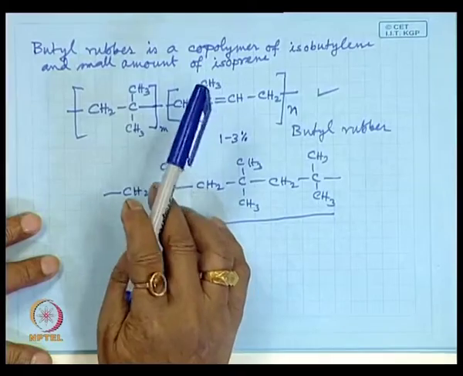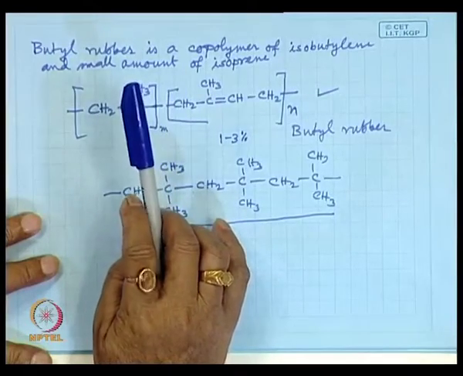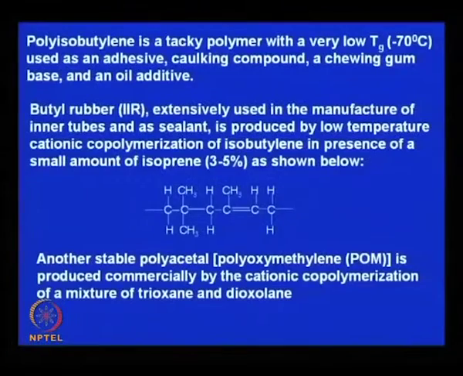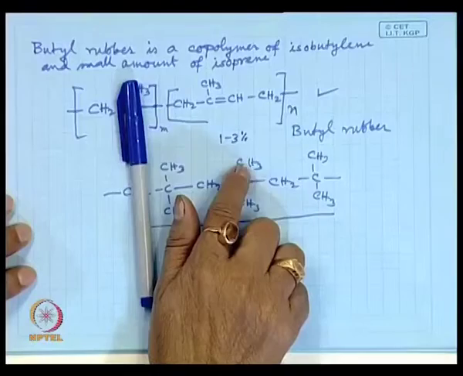So, those things are written over here. Another stable polymer, polyacetal, meaning polyoxymethylene, is produced commercially by the cationic copolymerization of a mixture of trioxane and dioxolane. Now, if you go through some books, you will find various monomers and how they are polymerized by this cationic polymerization principle. Hope you have got this point.